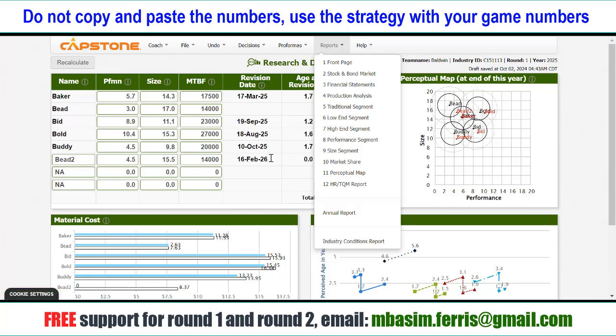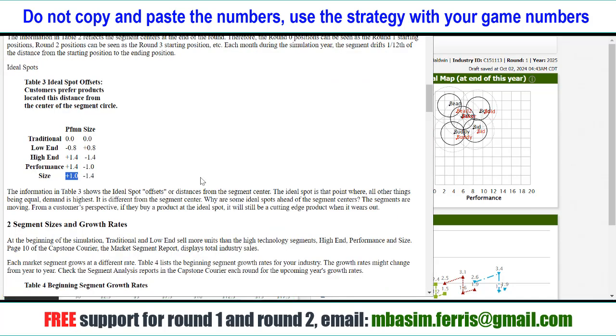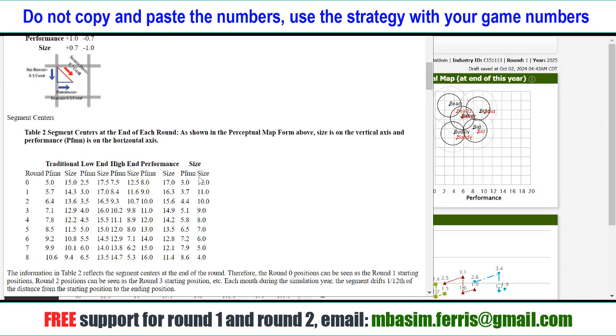So before you set decisions, you check the report here. You also have the career report, and then you have 5 segments here: 1, 2, 3, 4, 5. You can also see the industry condition report. I show you 2 reports now. So let's start with the industry condition report first.